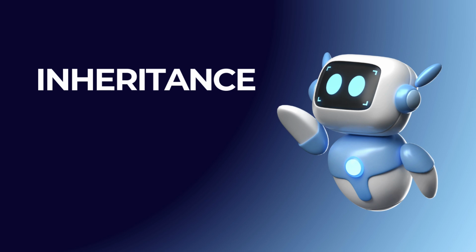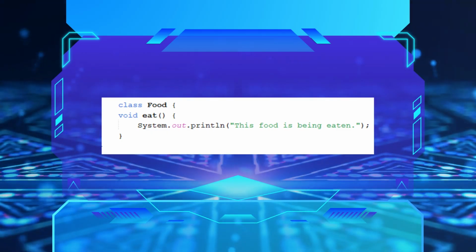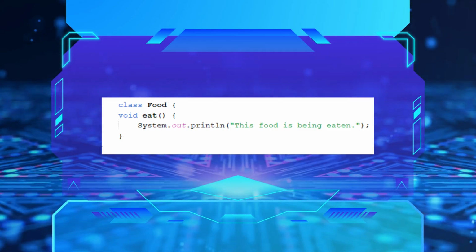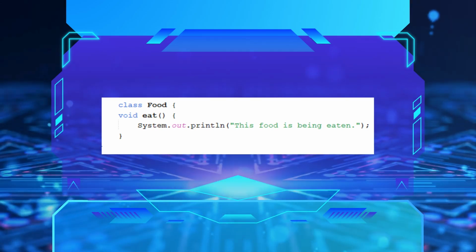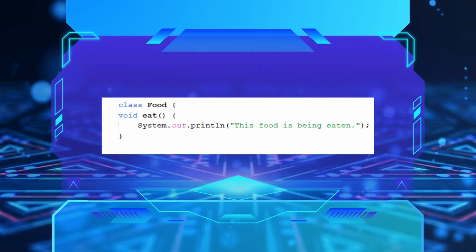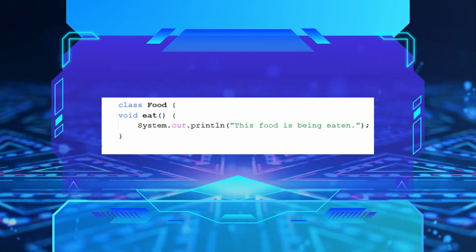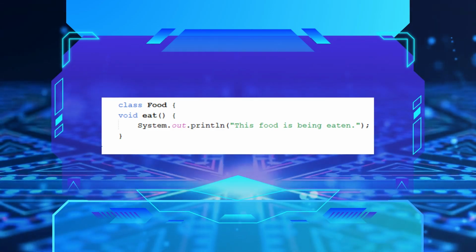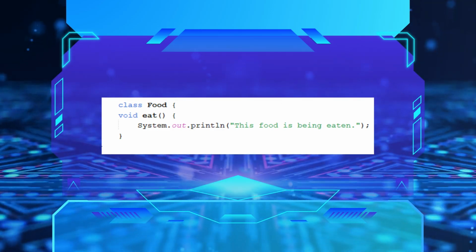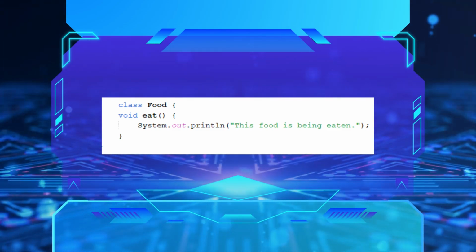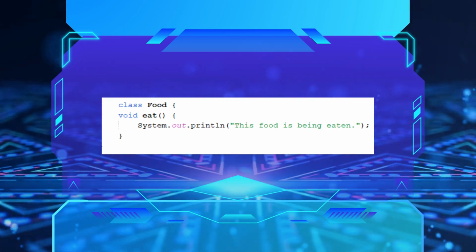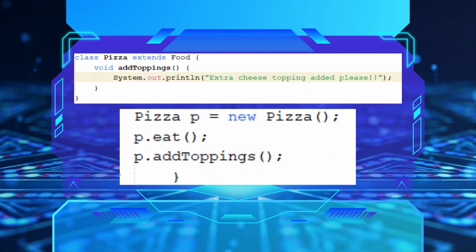So now that we're done with our second basic concept, let's start with our third and last one, which is inheritance. What is inheritance? Inheritance lets one class reuse another. That means you can use the methods of one class in another. So let's get started. In our parent class, we have class Food. In our class Food, we have a method or behavior which is void eat. Void eat says this food is being eaten.